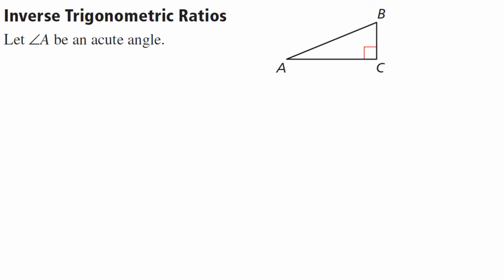Of course, I need a right triangle. Right? SOHCAHTOA works only with right triangles. If we don't have a right angle, we have to have a different method to go about this. So I pick one of the acute angles. Again, I'd like to pick angle A.